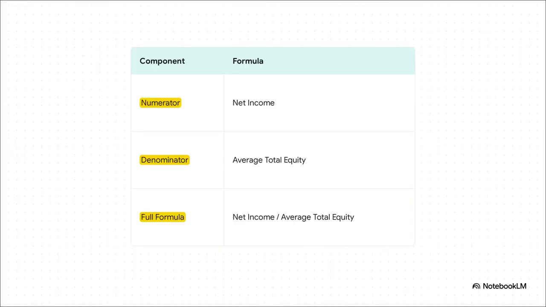The formula itself is beautiful in its simplicity. Up top, in the numerator, you have net income. That's the bottom line, right? The profit left after every single expense and tax has been paid. And then on the bottom, in the denominator, you have average total equity. This is what the shareholders truly own.